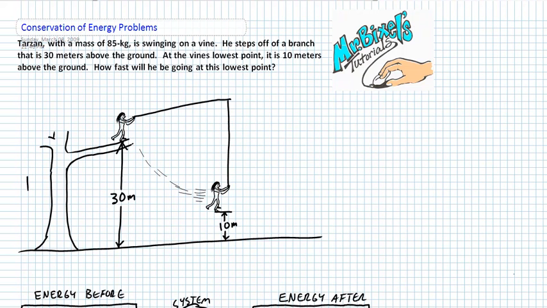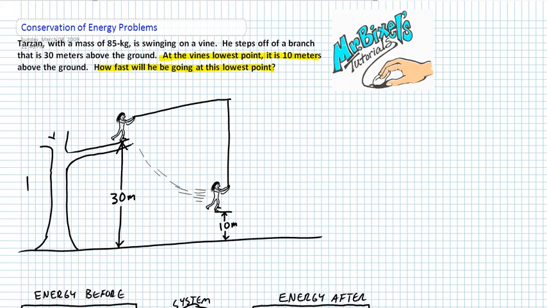This is the conservation of energy problem number 2. Tarzan, with a mass of 85 kilograms, is swinging on a vine. He steps off a branch that is 30 meters above the ground. At the vine's lowest point, he's 10 meters off the ground. How fast will he be going at his lowest point?